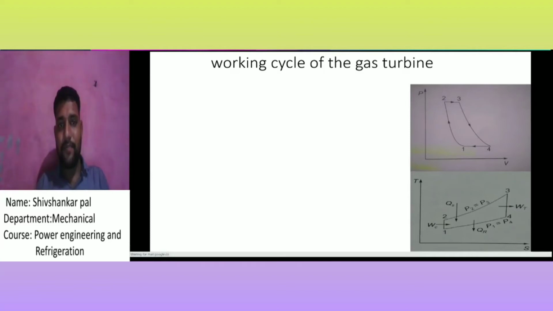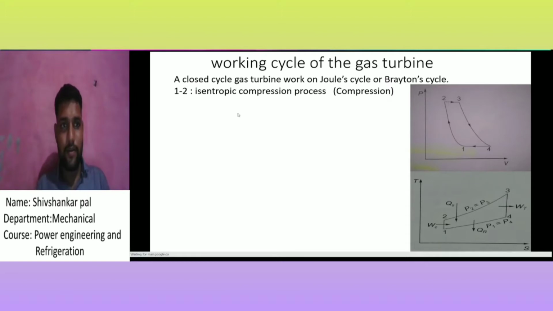I will discuss how our gas turbine works on the Brayton cycle. So today, in this session, I will discuss the Brayton cycle. A closed-cycle gas turbine works on the Joule cycle and Brayton cycle.